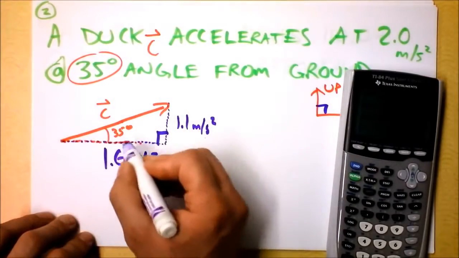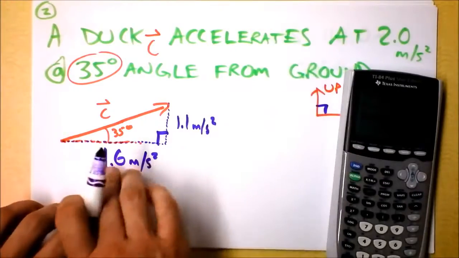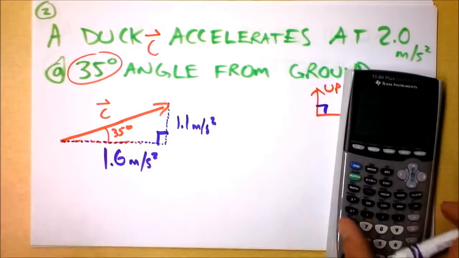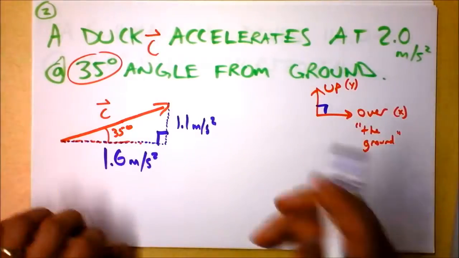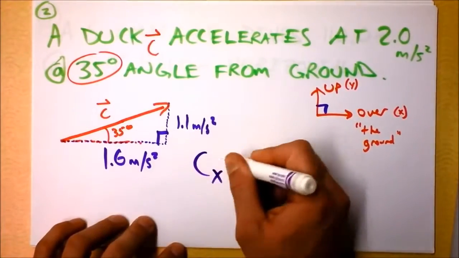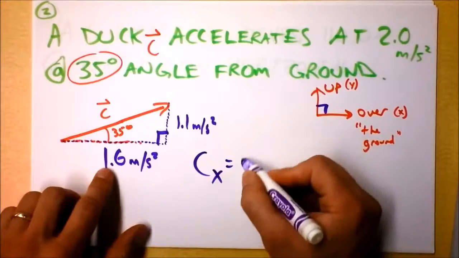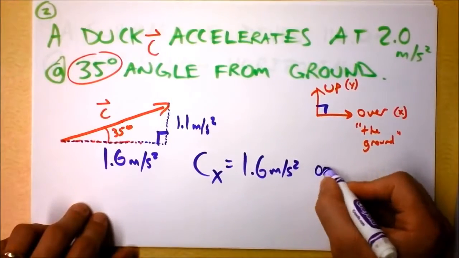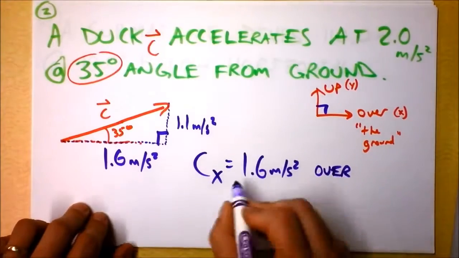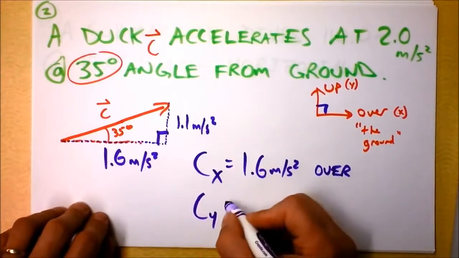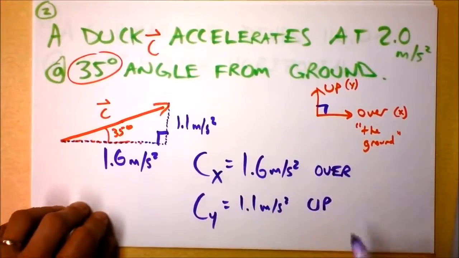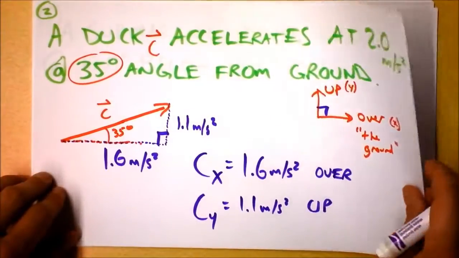Emphasize whether the angle is less or more than 35, and put the long side, the longer of the two answers, at that location right there, and you'll be good. So finally, to summarize, Cx equals, I would say the x component is 1.6 meters per second squared over, because I've defined to the right as over, and Cy equals 1.1 meters per second squared up. Cool. Then let's go on to the third problem.